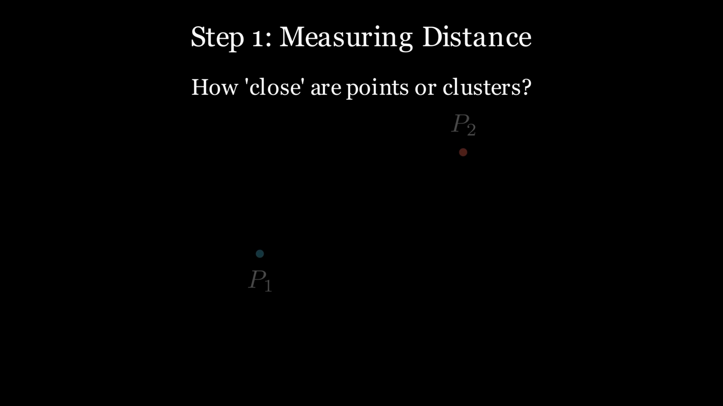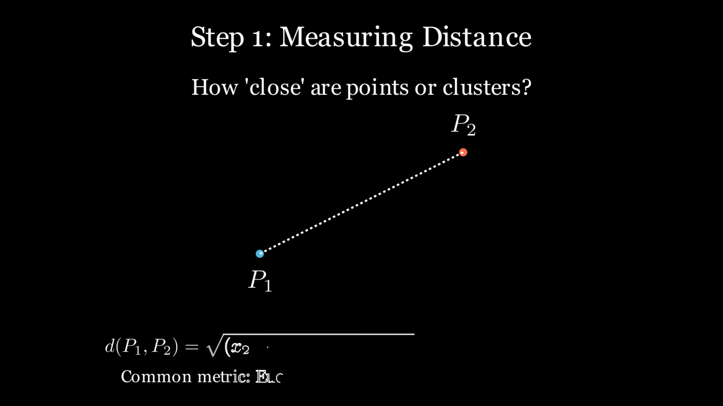First, we need a way to measure the distance or dissimilarity between data points. Common metrics include Euclidean distance, Manhattan distance, or cosine similarity.